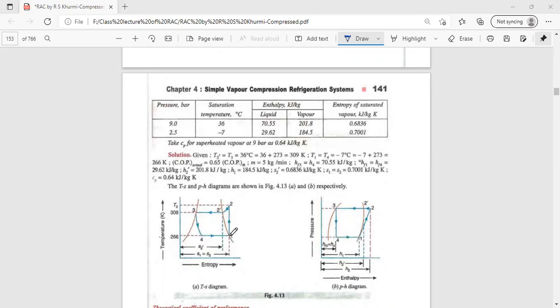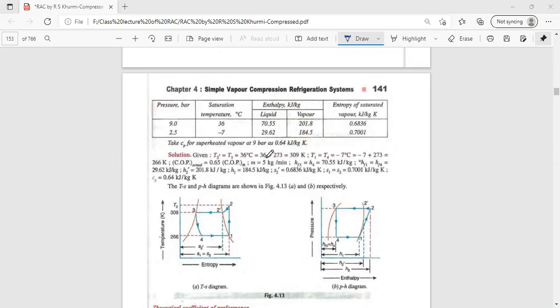As it is compressed from the dry saturated line, we can simply think that after the end of compression it is in the superheated region, because there is no entropy change from 1 to 2. So at the end of compression it will reach the superheated region at point 2. The maximum temperature, the superheated temperature T2, is not given, and we are supposed to calculate it as per our requirement. The maximum operating temperature and pressure are given as 9 bar and 36 degrees centigrade.